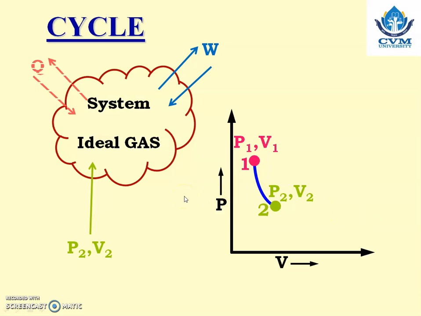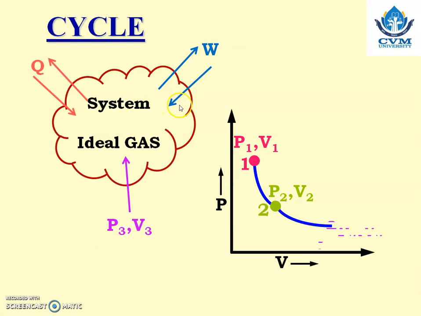So now let us see again. The exchange of heat and work takes place between the system and surrounding, and due to that its parameters also change from P2 V2. Now it is P3 V3, and let us denote it on the PV diagram. So that is state number 3 and the parameters are P3 V3.